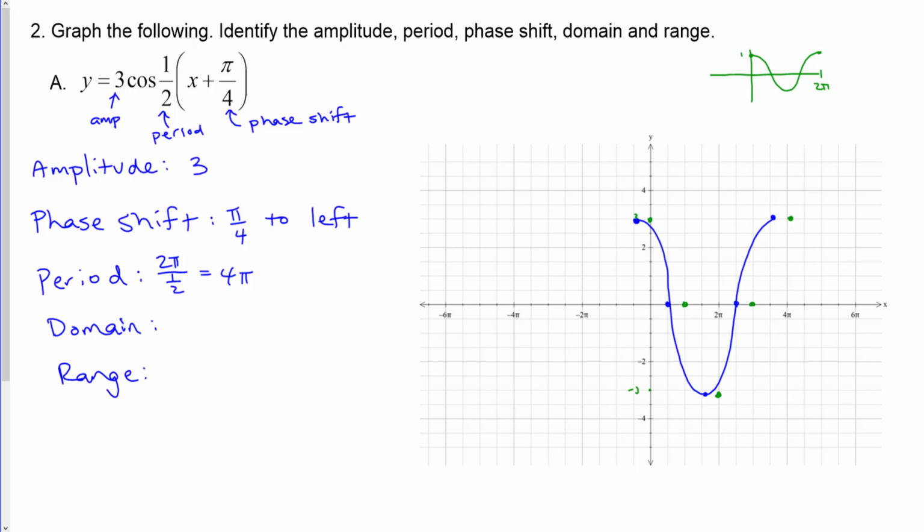Now, in terms of domain and range, this function is going to be defined everywhere. So the domain is going to be negative infinity to positive infinity. That's just a property of sine and cosine. It's always defined. The range, however, is going to be between negative 3 and positive 3. So it's restricted based off of that amplitude.